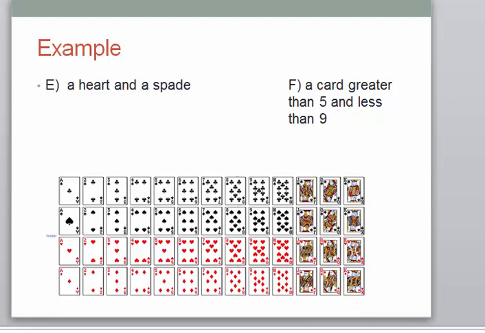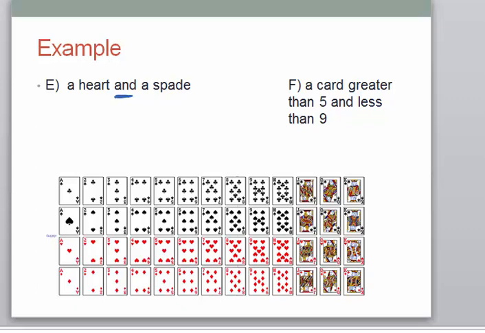Part E of the problem asks us for the probability that the card is a heart and a spade. And we want to pay special attention to the word "and." "And" means that both events have to occur. So we want to know what is the probability that we pick a card and that card has a heart and a spade on it.